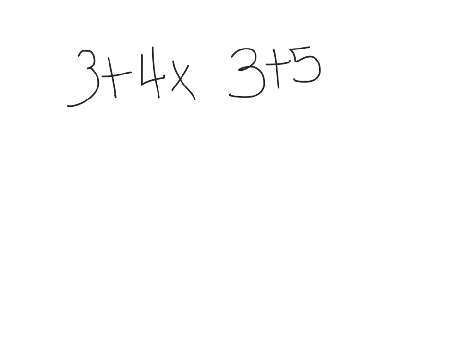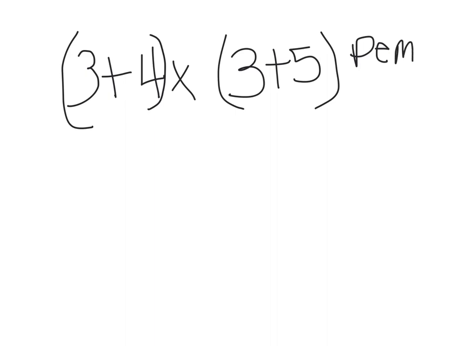Let's try another one. Let's do something a little more challenging. We have 3 plus 4 times 3 plus 5. Oh, but they have helped us out. They have put these little things in there. Our parentheses. We know that with our little saying of please excuse my dear Aunt Sally, or PEMDAS, that I always start with parentheses first. So I'm going to start with my 3 plus 4, and I'm going to get 7.